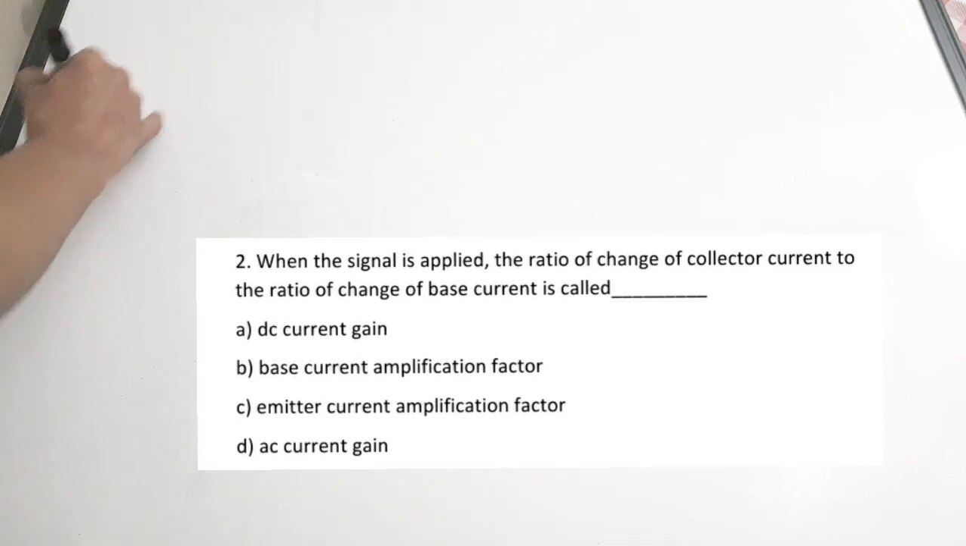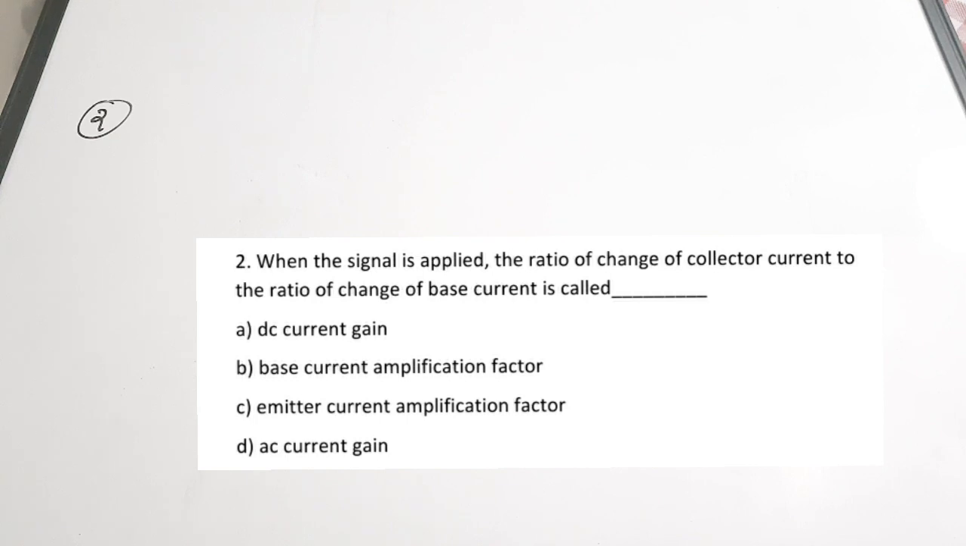Now moving on to the second question. The second question is, when the signal is applied, the ratio of change in collector current to change in base current is called dash. A, DC current gain, B, base current amplification factor, C, emitter current amplification factor, D, AC current gain.